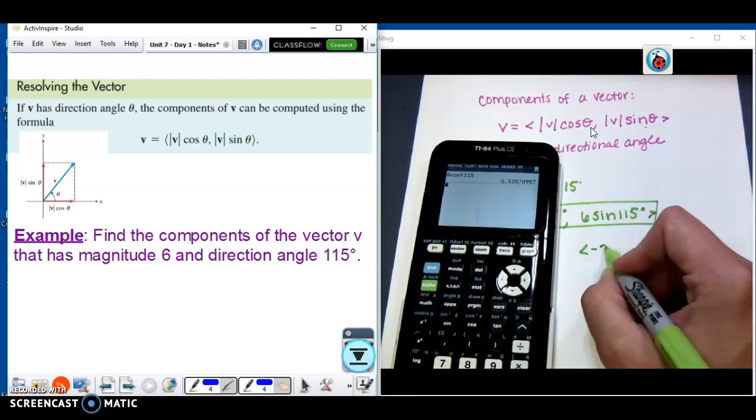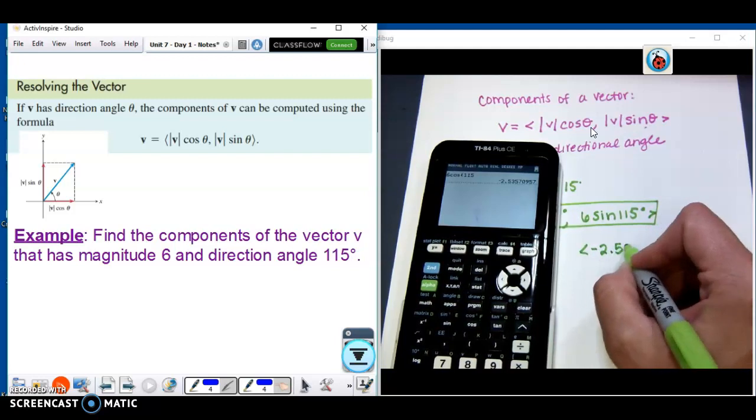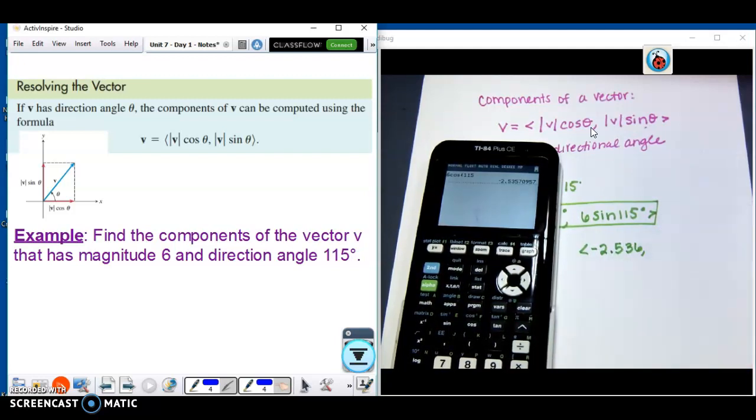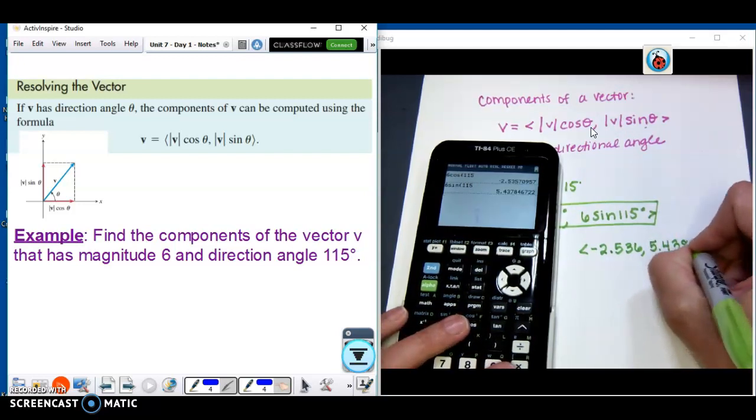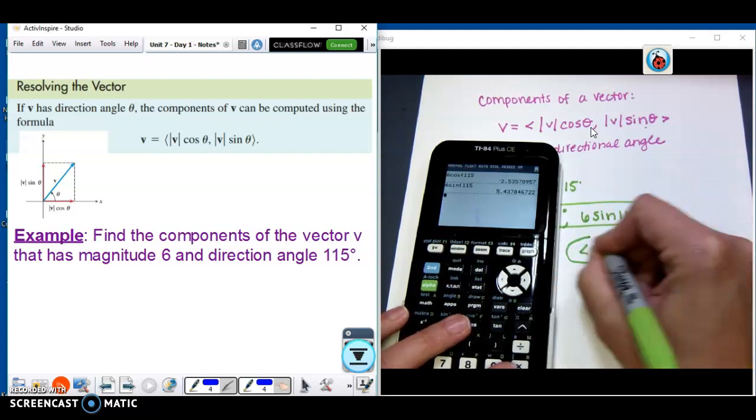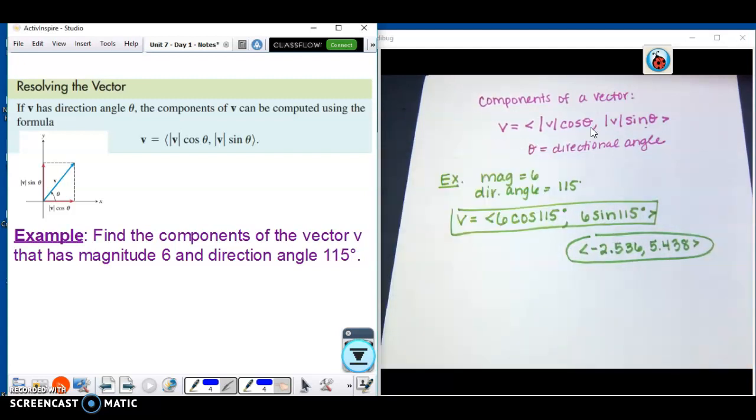So that'll give us negative 2.536. And then we have 6 sine of 115, and that's 5.438. So either one of these answers is perfectly fine.